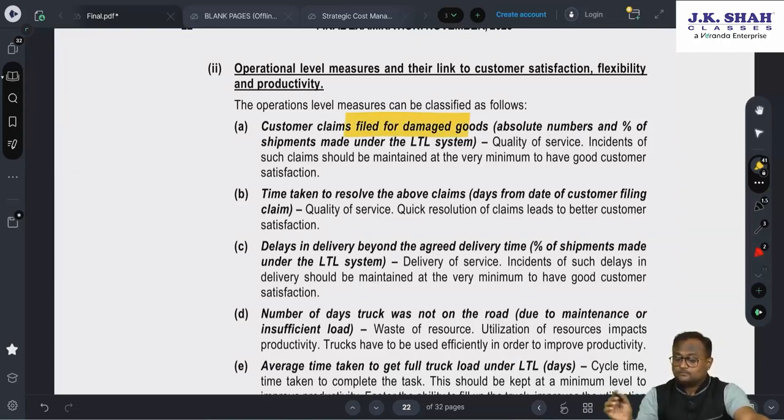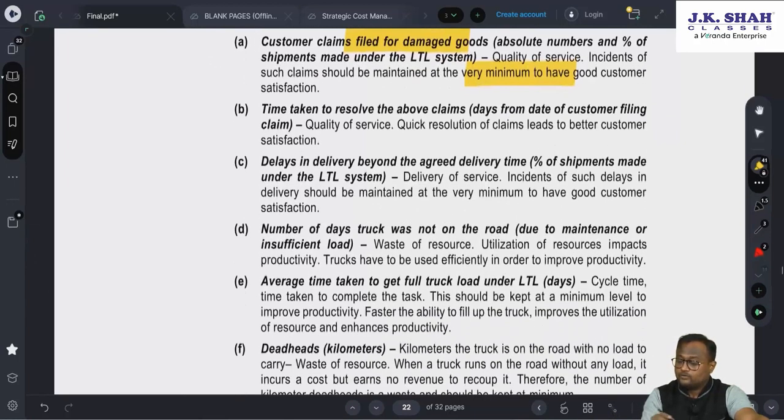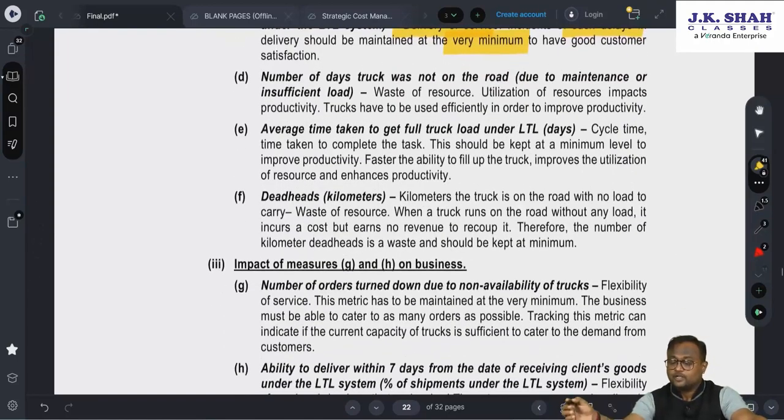Customer satisfaction: customer claims filed for damaged goods. Minimize this, as well as the time taken to resolve the claims and the quality of service. Delays in delivery beyond the agreed delivery time. This is again focusing on delivery. Such delays are to be minimized so that your customer satisfaction will be taken care of.